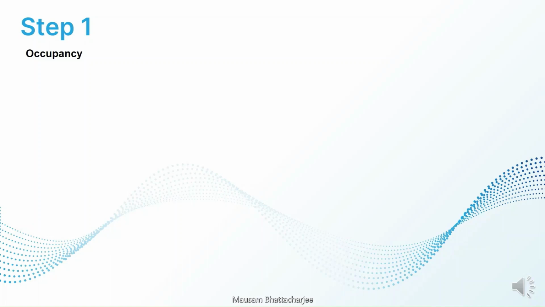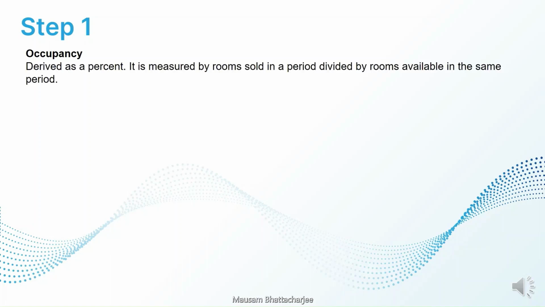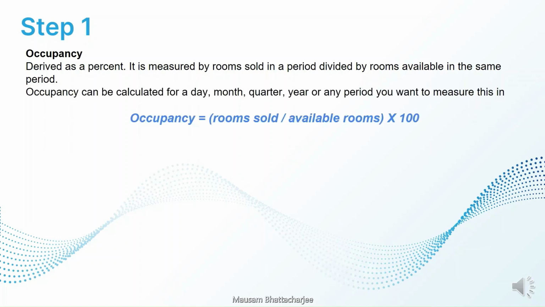We will start with occupancy. Occupancy is measured by the number of rooms sold for a particular period divided by the number of rooms available in a hotel for a particular period. This is normally derived as a percentage and it can be taken for a day, a month, a quarter, or a year, or any other period that you may want to measure. Simply put, the formula is rooms sold divided by available rooms into 100 to make it into a percentage.